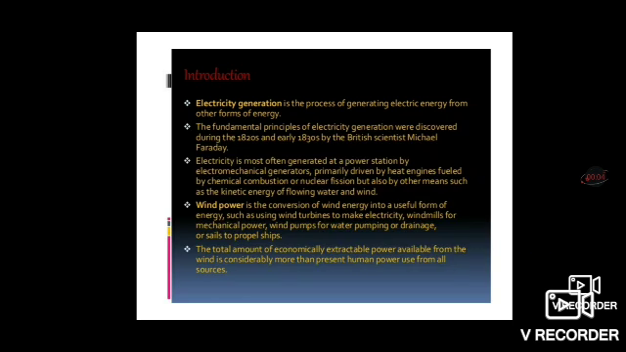Dear students, in this class we are going to see about windmill. Electricity generation is the process of generating electric energy from other forms of energy.